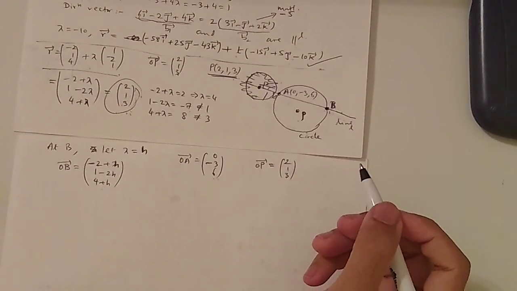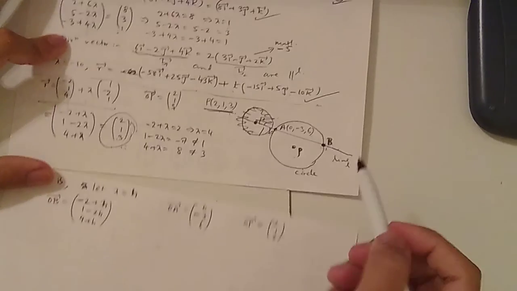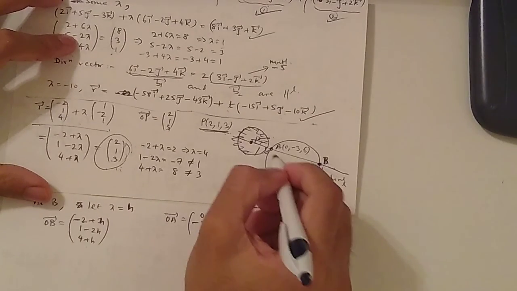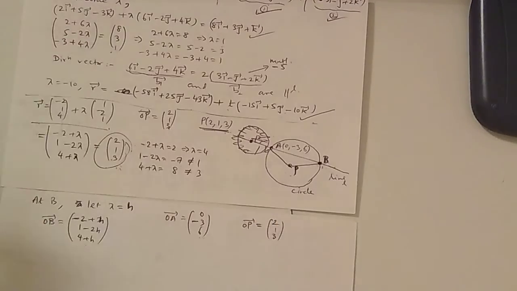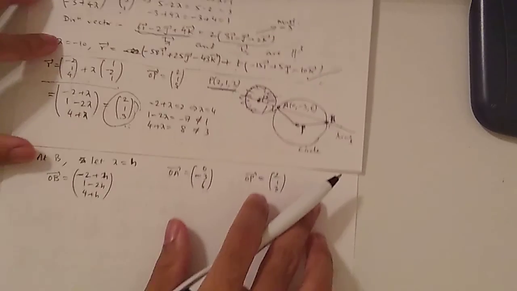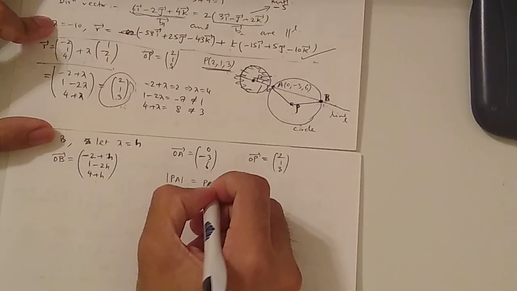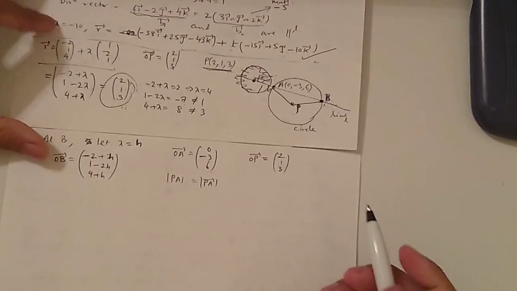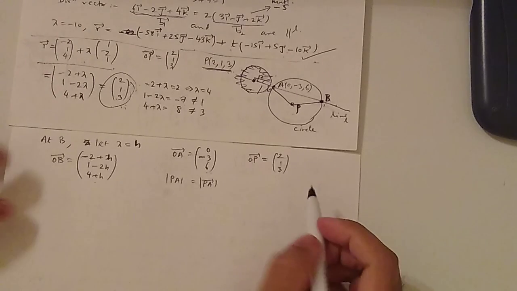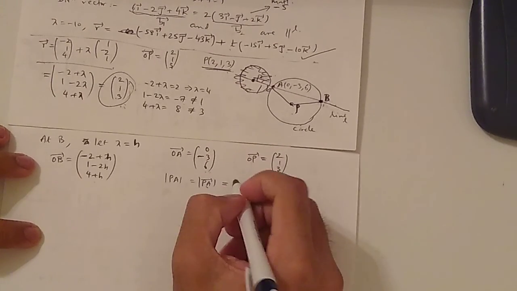Now notice that since this is a circle, PA and PB should be of the same length. That is the fact that you're going to use in this question. PA and PB should both have the same length. So let's first find the length PA. PA length is the same as the magnitude of vector PA.